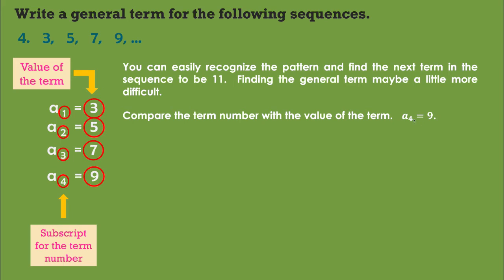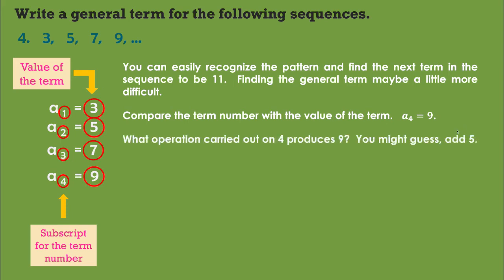So ask yourself again, what operation do we do with 4 to produce 9 or to get a 9? So one guess might be you add 5 to 4. So 4 plus 5, yes, it's 9. Now let's check that with the other terms. 3 plus 5 is 8. It's not 7. Therefore, adding 5 will not work here. Okay.